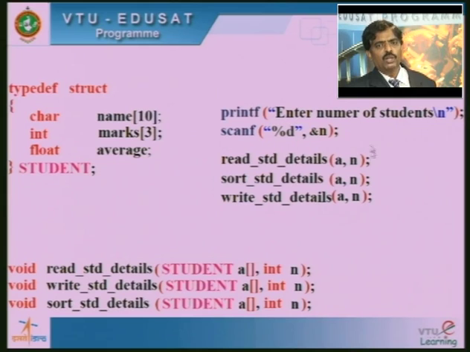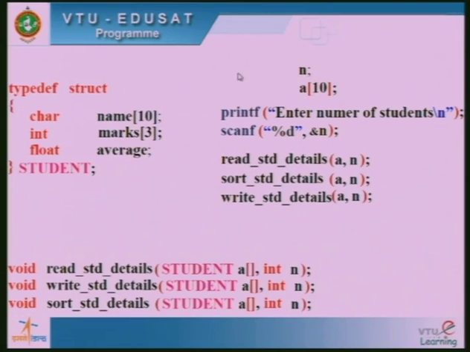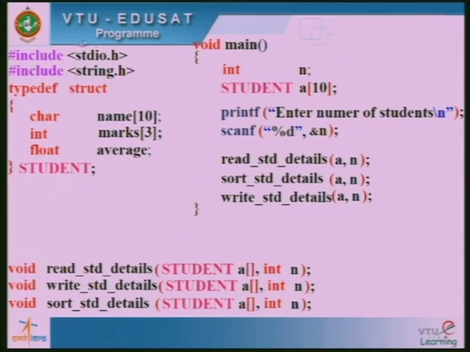Now tell me what are all the variables we have? n and a. n is of type integer, a is an array of students. All these statements must be enclosed within braces like this, and here we write void main. The declaration of printf and scanf is available in stdio.h, and so go here and write #include <stdio.h>.